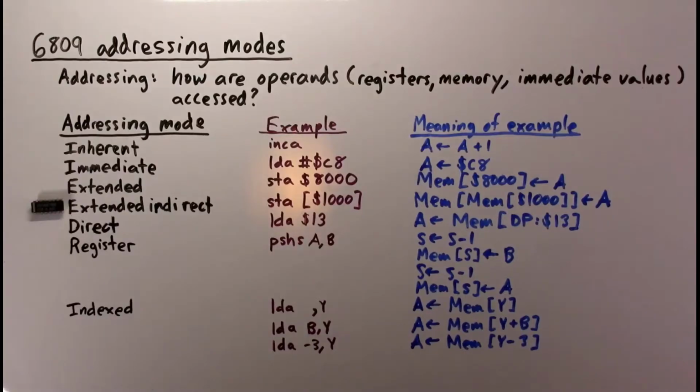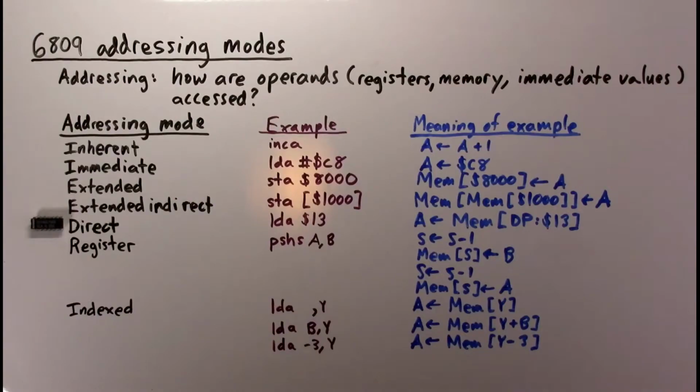In the extended indirect addressing mode, a 16-bit address encoded in the instruction specifies a 2-byte memory location from which an address is loaded, and then the loaded address is used as the referenced memory location. In the example, a 2-byte address is loaded from memory locations hex 1000 and hex 1001, and the contents of the A register are then stored at the 1-byte location specified by the loaded address.